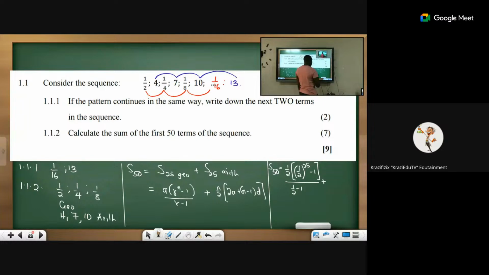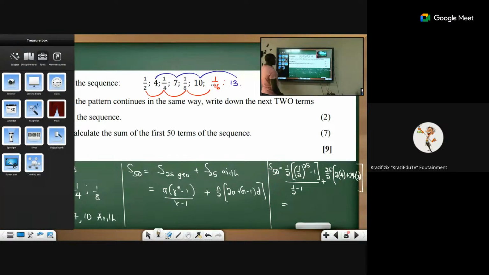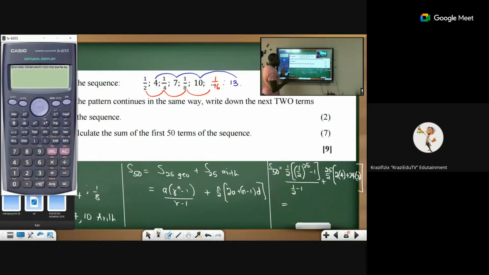Plus. Let's look at the arithmetic. How many terms are there? 25 arithmetic terms. What is our first term? 4, plus 24 multiplied by, what is the d? My difference is 3. I don't know if that makes sense. Please respond. Let me know if that makes sense with my explanation. There are 25 arithmetic and 25 geometric. Beautiful. So we're doing them separately, but I just combined.